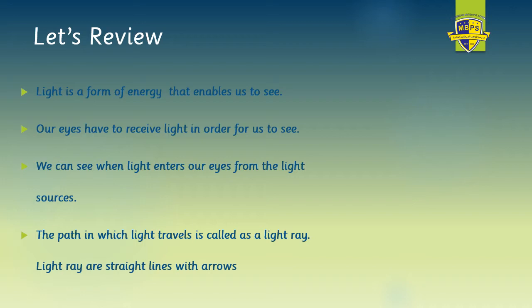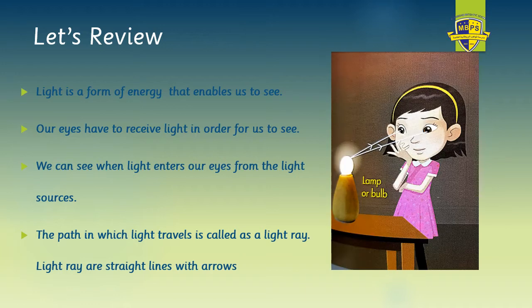The path in which the light flows is called a light ray and it's always straight, as you can see in this picture. When the girl is looking at the lamp, there are two light rays coming out of it and they are both straight lines showed with arrows. So when the light rays enter her eyes, she can see.